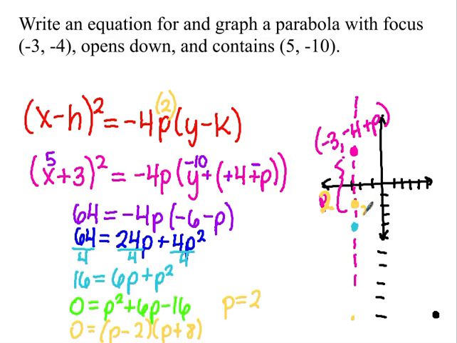This is my focus right here. So I know the distance is 2. So the vertex is actually at negative 3, negative 2. So now all I need to do is plug those into the red, and we're good to go. And yeah, this was a long problem, sorry, but that's okay. x plus 3 quantity squared equals negative 8 times y plus 2.